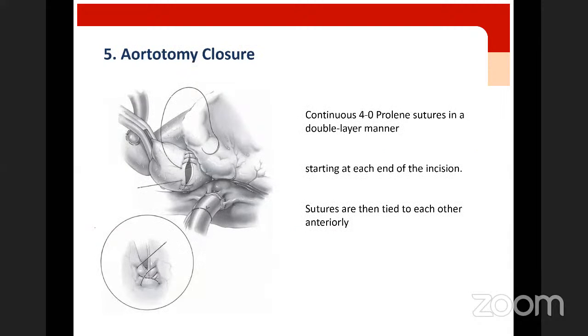All right, after seating and making sure all the sutures are cut short, now we come to close the aortotomy. The aortotomy closure is usually accomplished with continuous 4-0 Prolene suture in a double layer manner, starting at each end of the incision. The suture is then tied to each other anteriorly, as shown here.